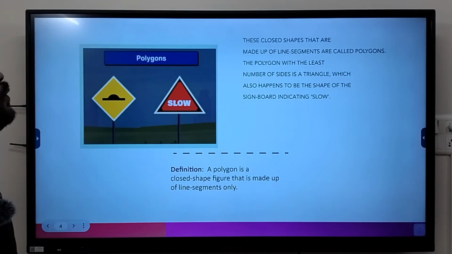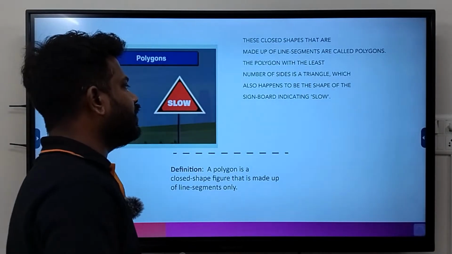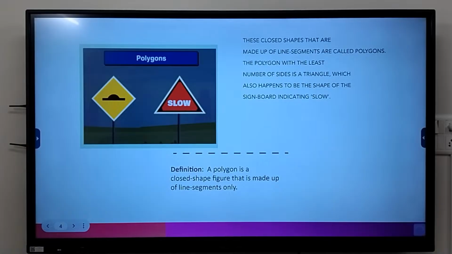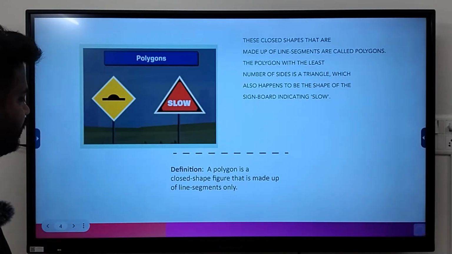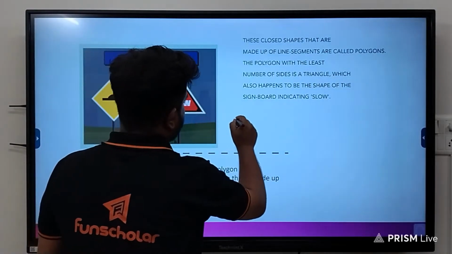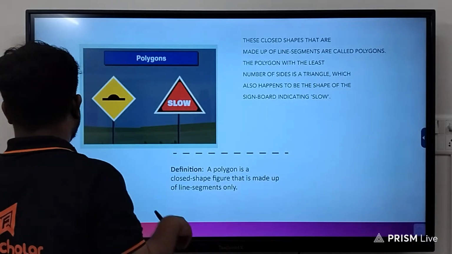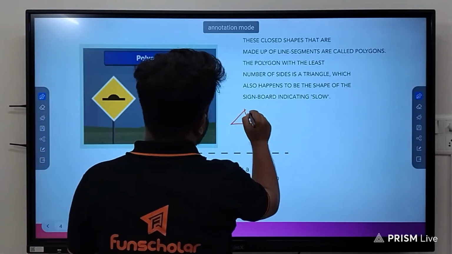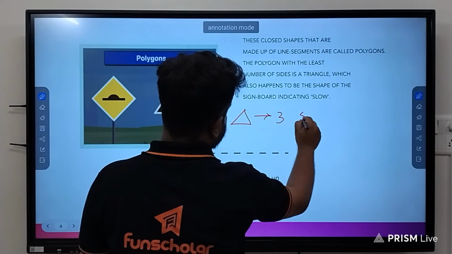Okay, these closed shapes that are made up of line segments are called polygons. The polygon with the least number of sides is a triangle, which also happens to be the shape of the signboard indicating slope. Starting from the triangle, because it has 3 sides.